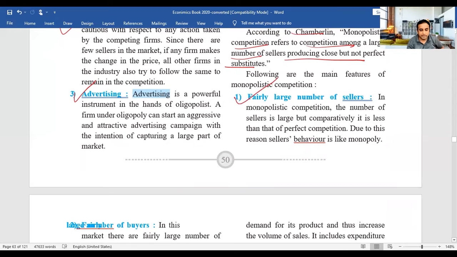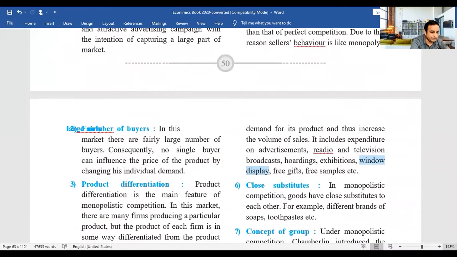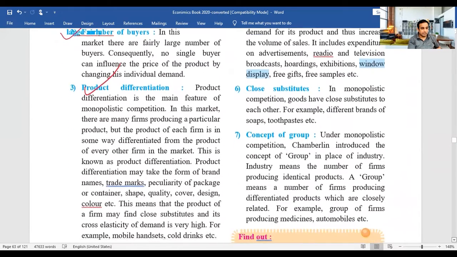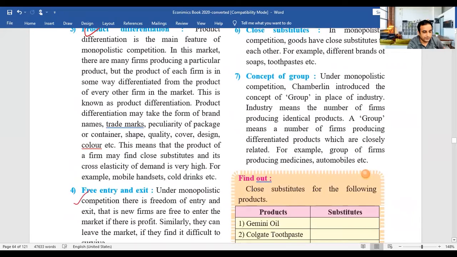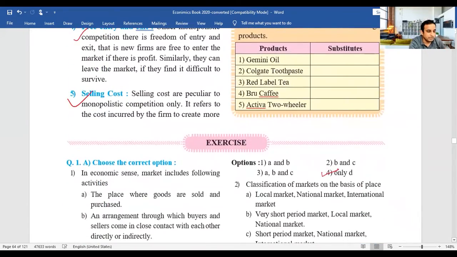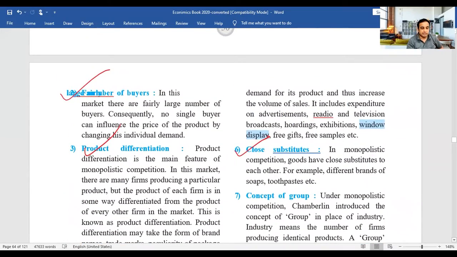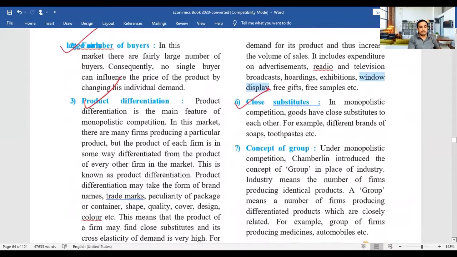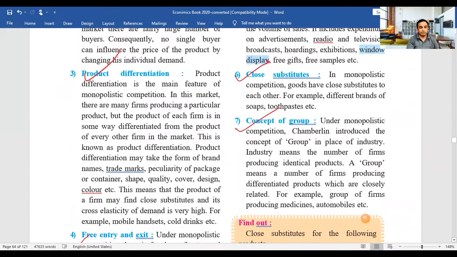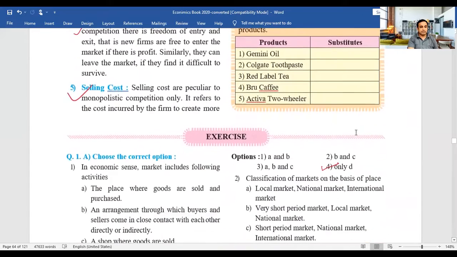First is a fairly large number of sellers. Second is a fairly large number of buyers. Third is product differentiation. Fourth is free entry, free exit. Fifth is the selling cost. So in monopolistic competition, selling cost must be incurred by the seller. There is existence of close substitutes in monopolistic competition, and the group concept prevails in monopolistic competition. So these are the points highlighting the features of monopolistic competition.